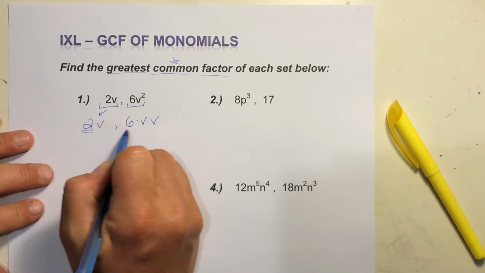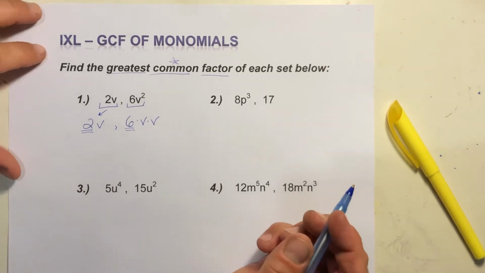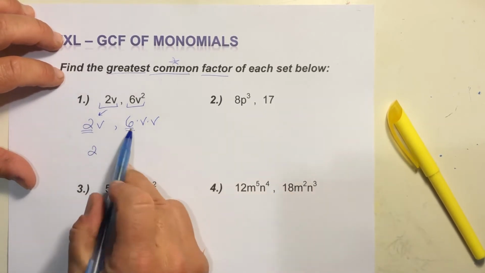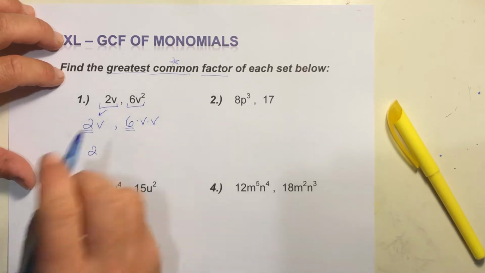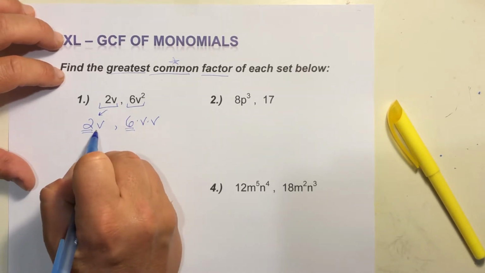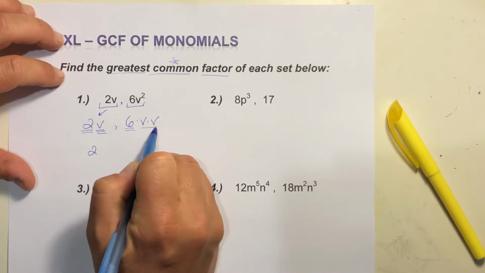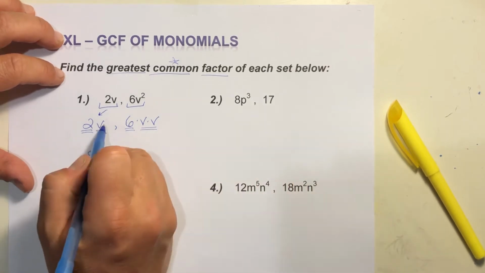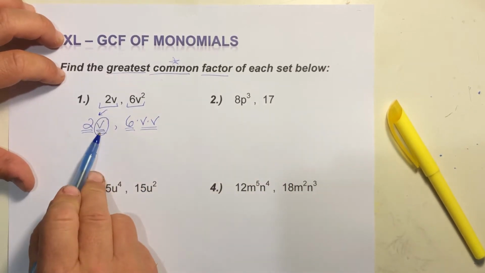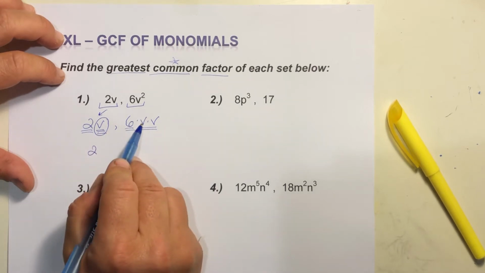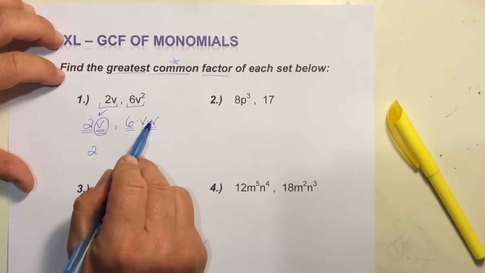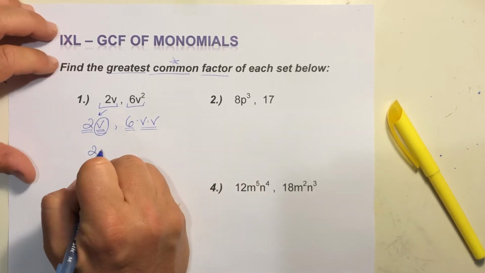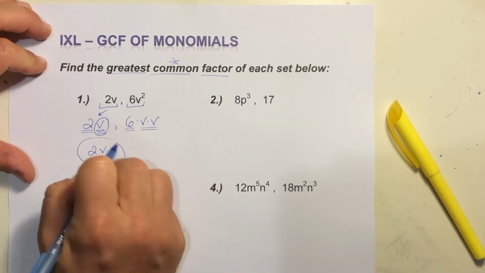So let's look at the coefficients here. What is the greatest number that can be divided into 2 and 6? That's 2. Okay, I wouldn't choose 1, I wouldn't choose 6. 2 is the greatest number that divides into both. Now, this monomial only has 1 v, whereas this has 2 v's. So how many v's can we take out of each? Can I take 1 v out of this one? Sure I can. Can I divide out 1 v out of this one? Sure. Can I divide out 2 from this? Yes, I can. But can I divide out 2 v's from here? The answer is no. So my greatest common factor is 2v.